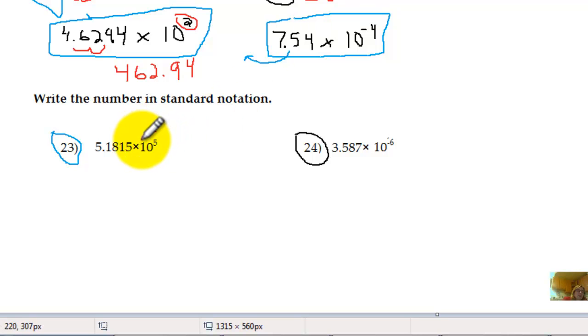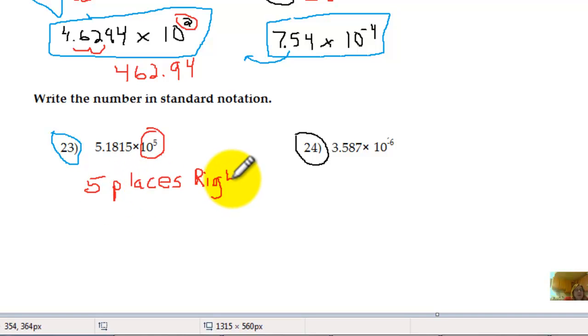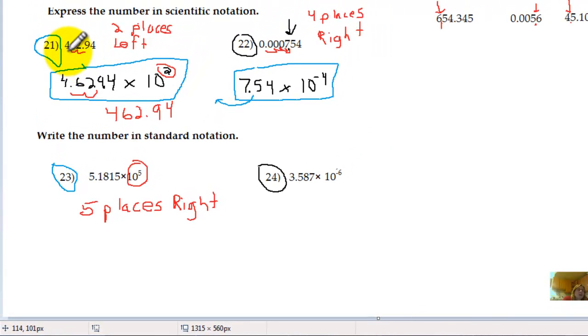Okay, so for these, we have 10 to the 5th, which tells us we're going to move the decimal 5 places to the right. Notice these are opposite. This direction we move 2 places left to give our positive exponent. When we have a positive exponent already, we go 4 places right, the other direction. So we're going to go 1, 2, 3, 4. Uh-oh, we need another spot. We can move, but we have to add a 0.